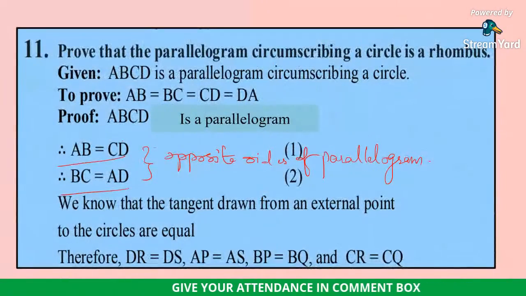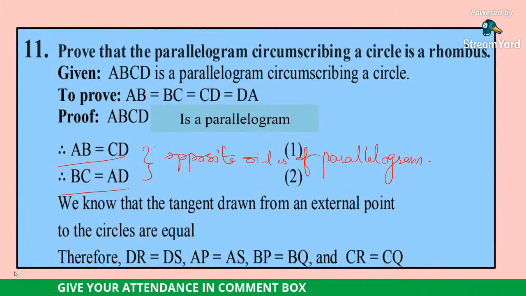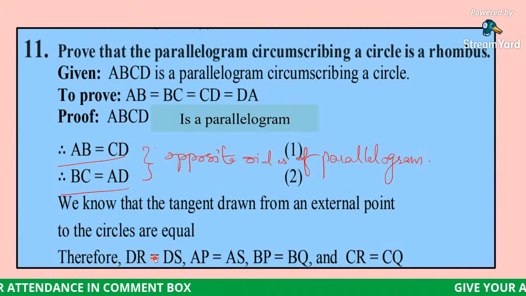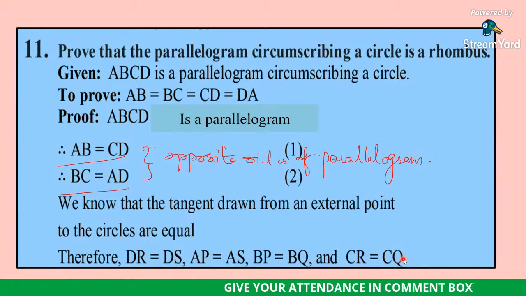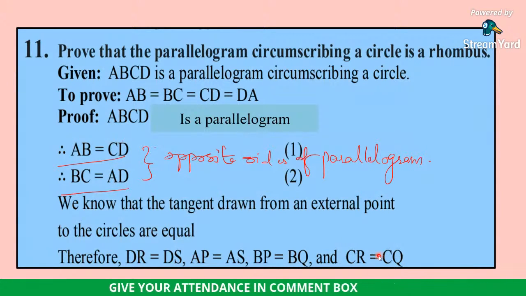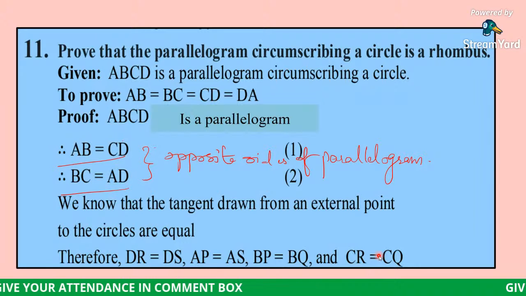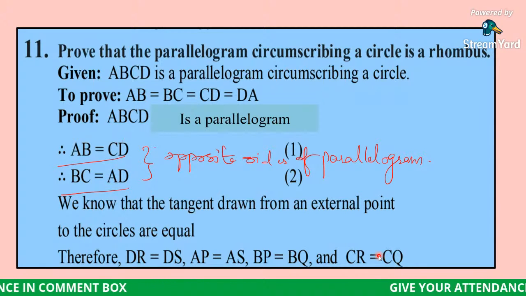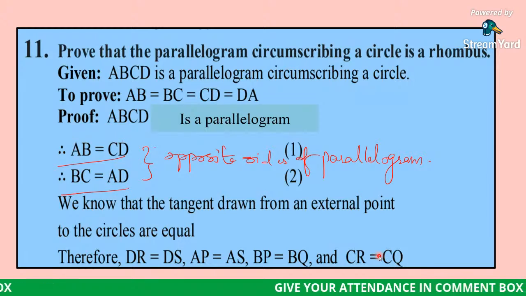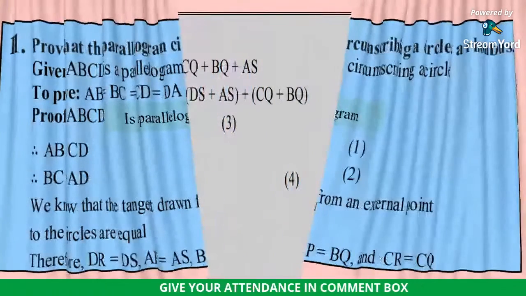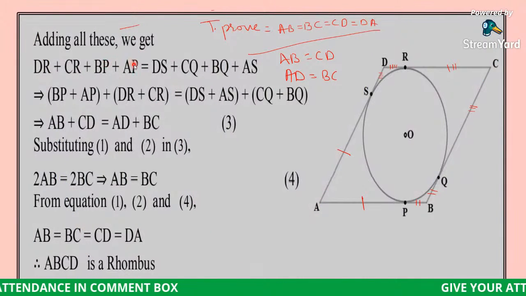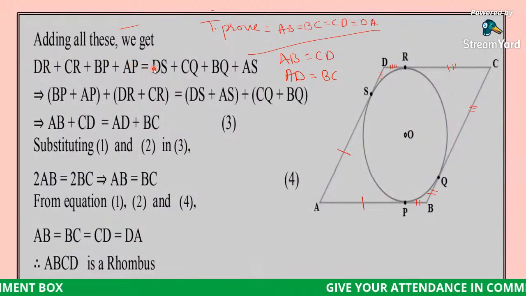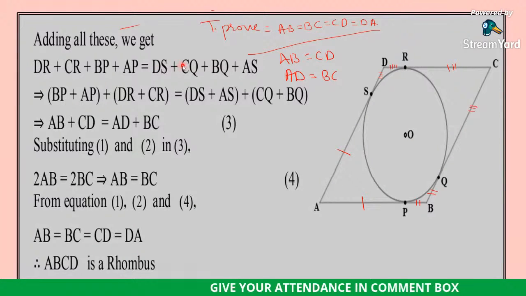Right? As I said, we can write here DR is equal to DS, AP is equal to AS, BP is equal to BQ and CR is equal to CQ. These four equations we are going to add. All the LHS at one side and all the RHS at another side we are going to add. After adding, we are going to get this one. DR plus CR plus BP plus AP is equal to DS plus CQ plus BQ plus AS.